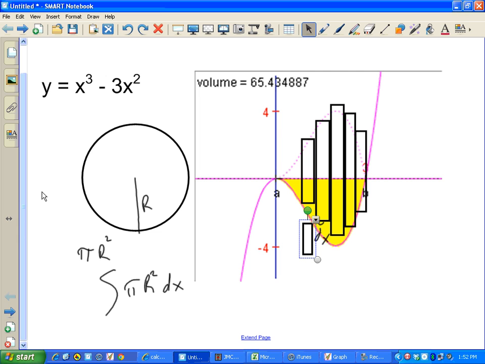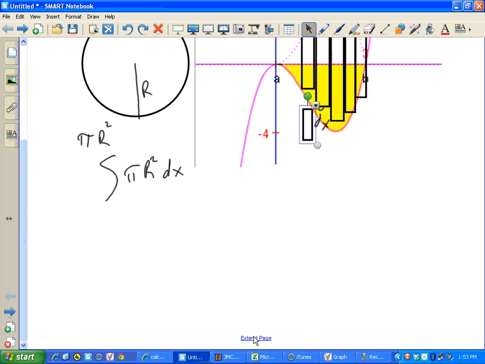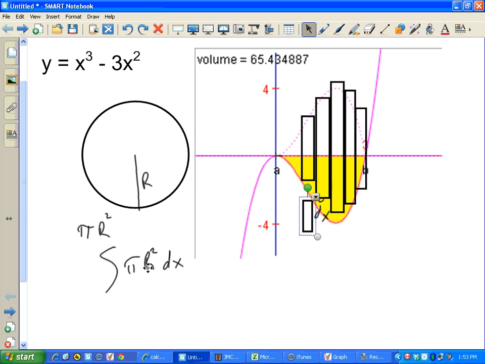Now, the r is the height, which is really just our function value. So r would be our function value. It's nice that it's squared because then we don't have to worry about the minus sign, since we're squaring it, so it's always going to be positive. So in this case, our r is going to be our function.